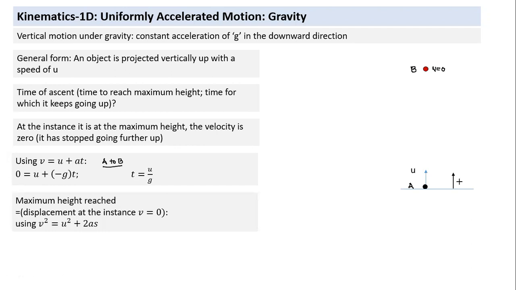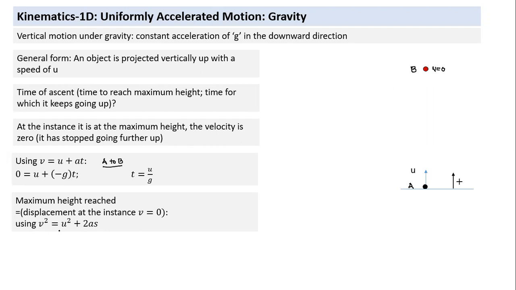Another important term related to the highest point is the maximum height it will reach. Maximum height is equal to the displacement at the instance v is equal to 0. So how do we define it? What is the distance from A to B? Again, I apply the equation between A and B. I could have calculated displacement in time t, or I can also use the equation v squared is equal to u squared plus 2as. This equation we can use for displacement between 2 points if velocity at both points is given, which is the case here. At this point velocity is given, and at this point velocity is also implied or given.